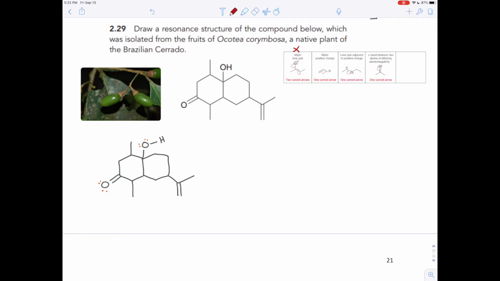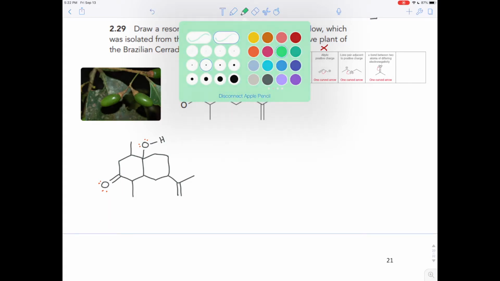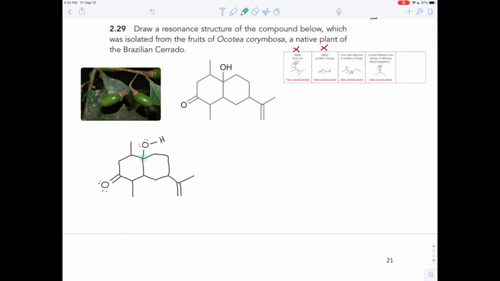How about an allylic positive charge? Well, nowhere in this molecule do we have a positive charge, so we don't have that resonance pattern. How about a lone pair adjacent to a positive charge? Well, we have plenty of lone pairs, but none of them are right next to a positive charge. There's no positive charge here or here, right next to where the lone pairs are. So we don't have that pattern.